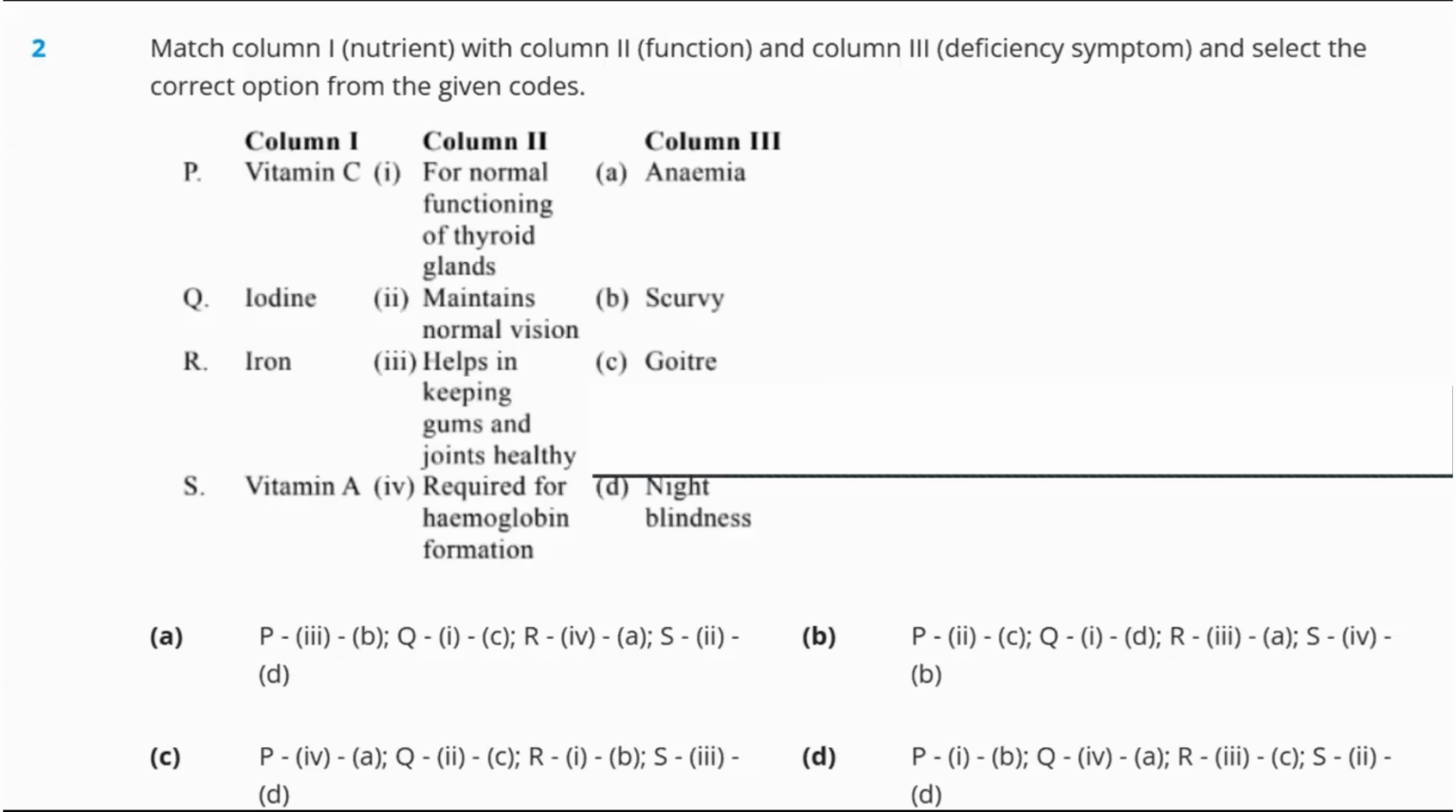Next question says, match the column 1, that is nutrients, column 2 is for functions, and column 3 is deficiency symptom, and select the correct option from the given codes. So everybody, it is very, very important. In grade 5, there are many charts that you need to learn so that you would be up to the mark. These are direct questions, and if you remember the matching, you will directly get good marks. So if we match everything, option A would be the correct answer for this question.